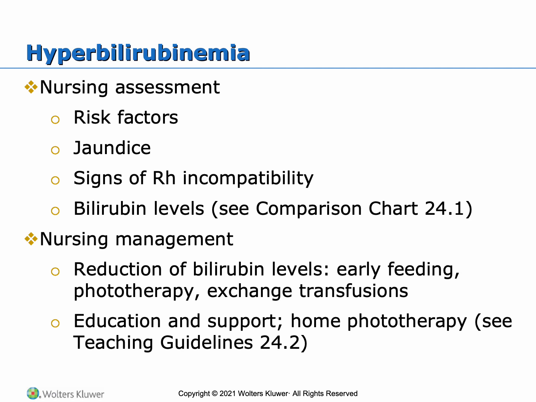Now, signs of Rh incompatibility, you're going to see ascites, anemia, congestive heart failure, edema, pallor, jaundice, hepatosplenomegaly, polyhydramnios, thick placenta, and dilation of the umbilical vein. To reduce bilirubin levels, you are going to encourage early initiation of feedings to prevent hypoglycemia and provide protein to maintain the albumin levels that transport that bilirubin to the liver.